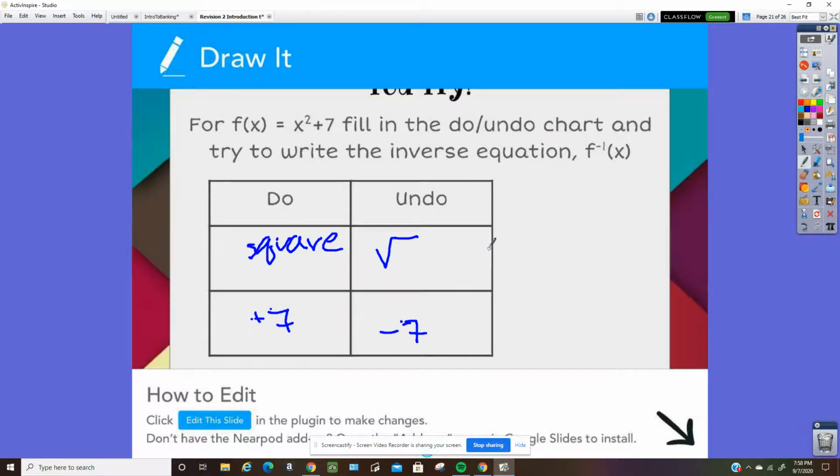So if I were to write the inverse of f of x, so f inverse of x, I'm going to write down my x, right? And then the first thing, so I'm going this way for the do. First step, second step, and then the undo, going this way. So I'm going to do x minus 7, and then take the square root. So the inverse of f of x is square root of x minus 7.